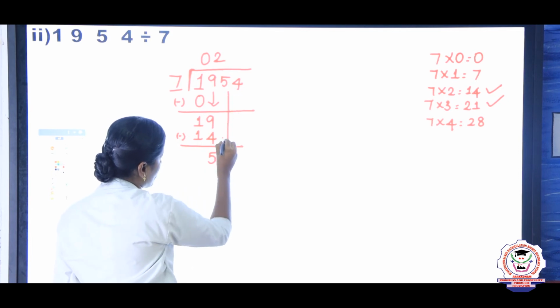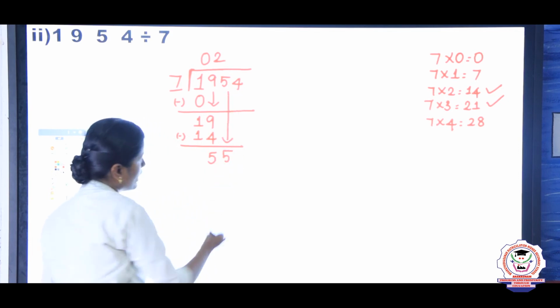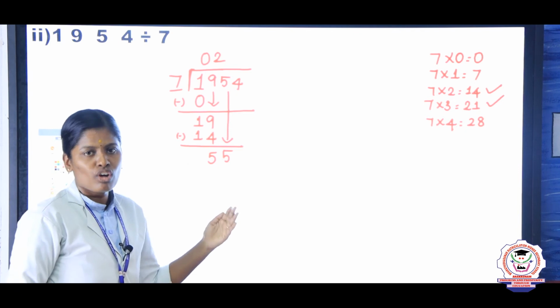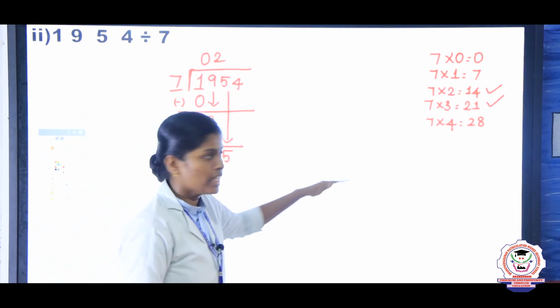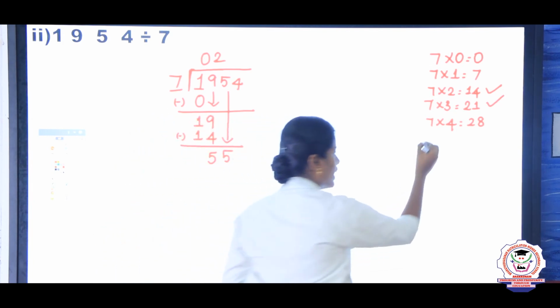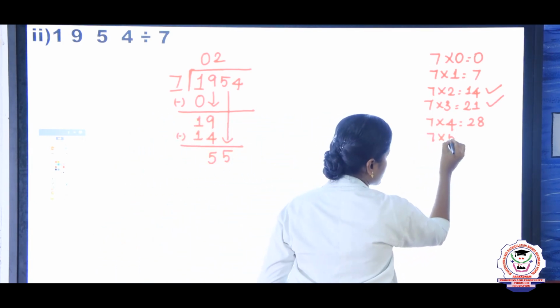Then we'll bring down the next number. So listen here, children. Here 1 minus 1 is 0, so you don't do this. Okay. Next, take 55. 7 4s are 28, and the next one is 7 5s are 35.